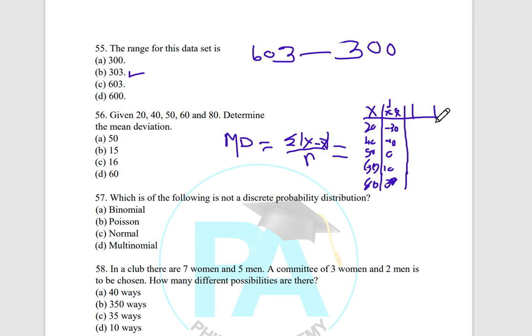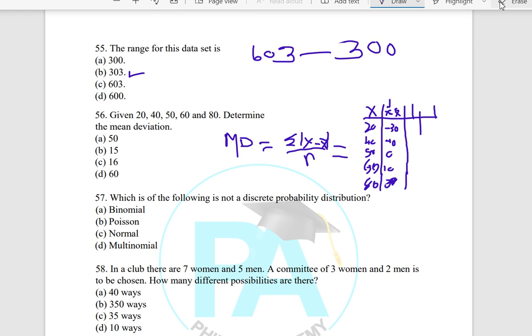To get the absolute value of the deviation, x minus the mean, the absolute of any negative number should give you a positive, okay? So 30, 10, then you still have your 0, you still have your 10 back, okay? The absolute, you just convert the negative numbers to positive. That's the only thing. So 30, okay?